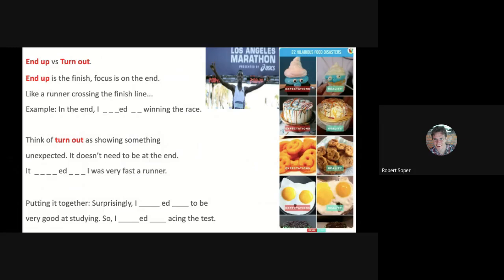So in other words, this was unexpected. That's why we're using turned out. And as a result of being very good at studying, what happened at the end? Well, I ended up acing the test. Notice here, ended up is really just another way of saying kind of in the end. The focus is very much on the finish or the end. So I ended up acing the test.